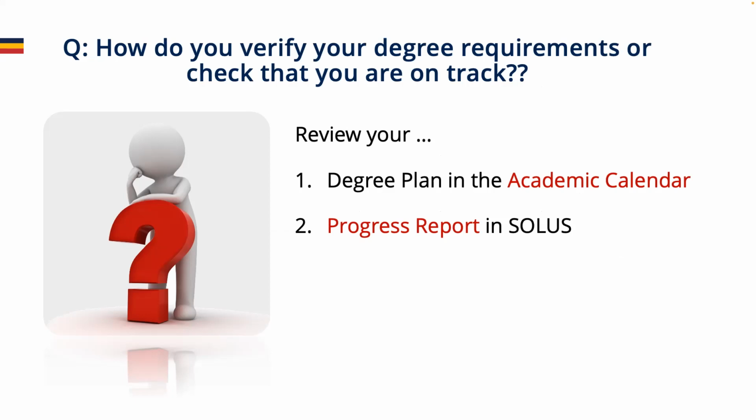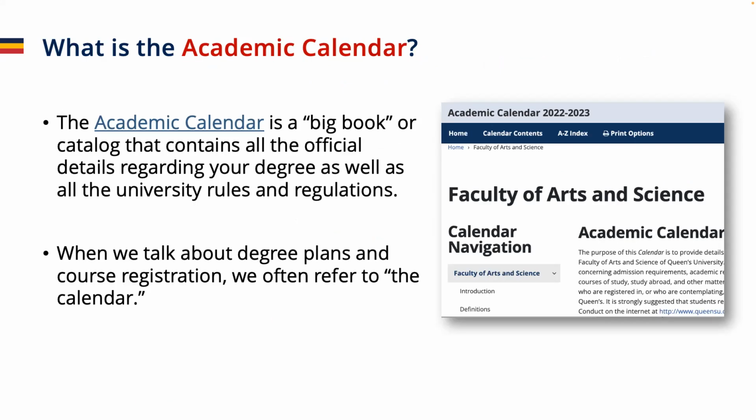There are 2 really important tools or resources you will need to use to ensure you are taking the courses needed to fulfill your degree requirements. These are the academic calendar and your progress report. The academic calendar is a large digital catalog that contains official details regarding degree programs, plans, courses, as well as all the university rules and regulations. Each faculty has their own, so you will want to consult the link for arts and science. At Queen's, you will often hear this catalog referred to as the calendar, and this large document is the ultimate authority on degree information.